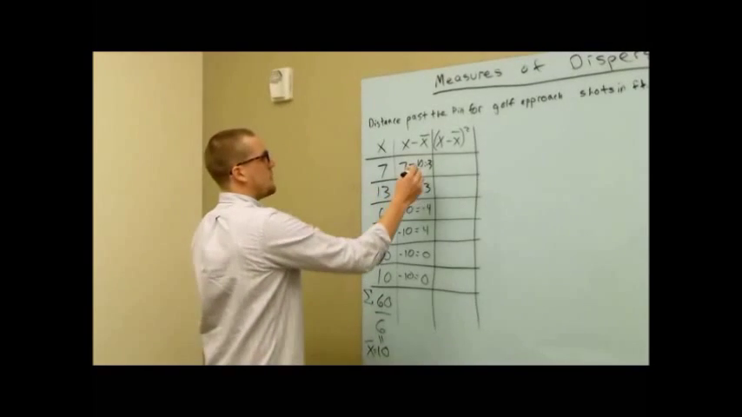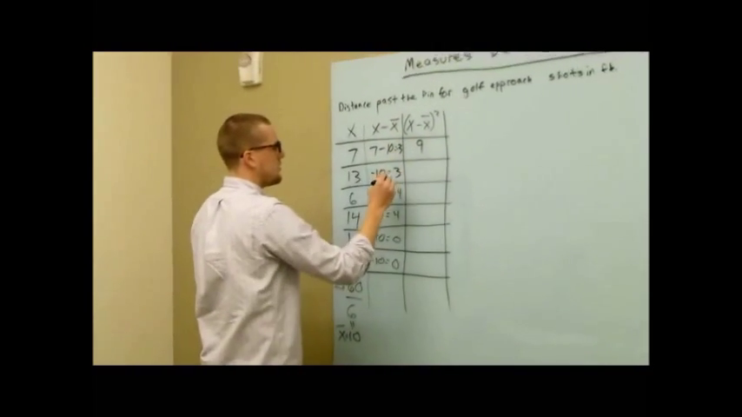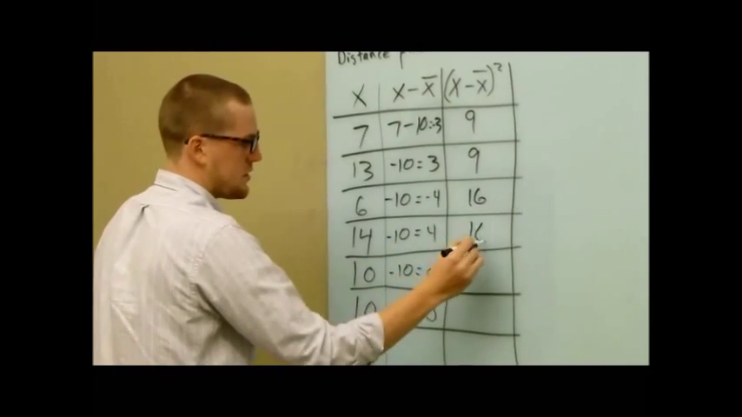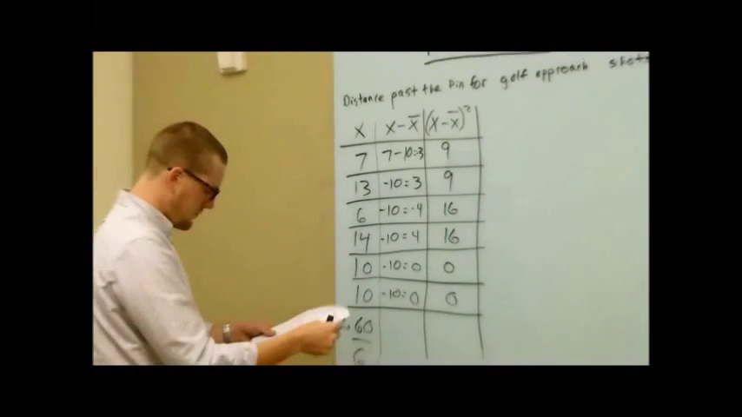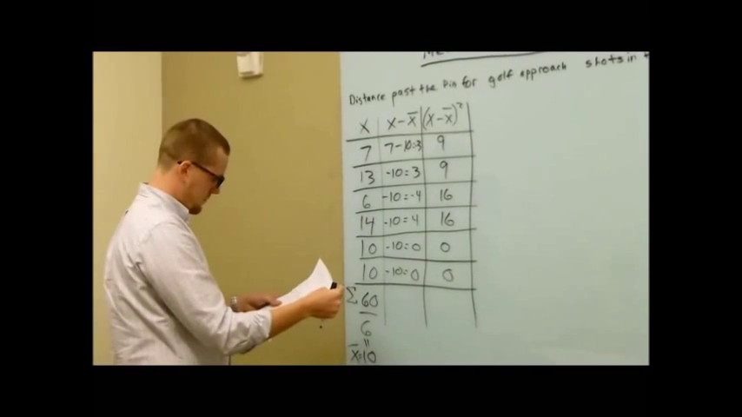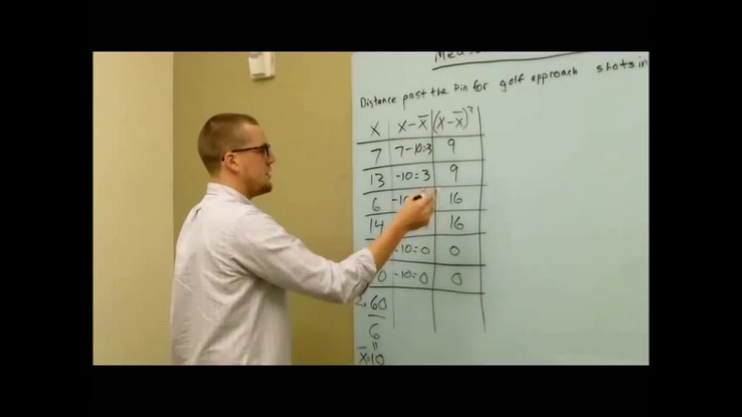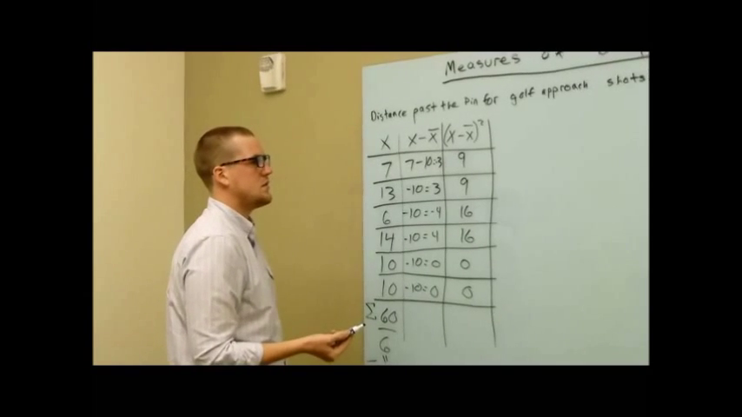Alright, and now we square these numbers. Negative 3 squared is 9. 3 squared is 9. Negative 4 squared is 16. 4 squared is 16. 0 and 0, and total these up. 16 and 16 is 32, and 18 is 50.